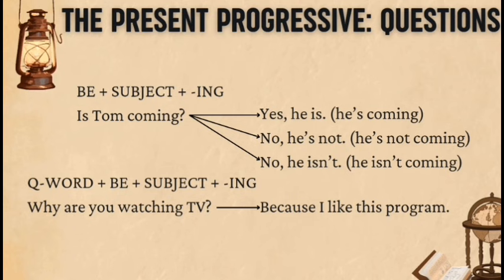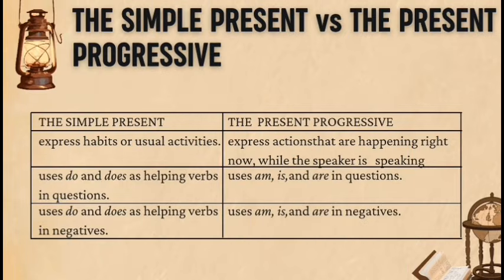Keyword plus be plus subject plus ing. Why are you watching TV? Because I like this program. The simple present versus the simple present progressive. What's the difference? The simple present expresses habits or usual activities. The present progressive expresses actions that are happening right now while the speaker is speaking.